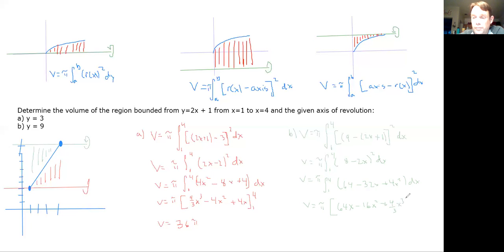From 1 to 4. And that would end up being 36 pi. So we have this idea of a horizontal rotation. And when we're saying function minus axis, what we're basically saying is that the function is greater than the axis. Axis minus function, that means the axis is on top of the function itself.